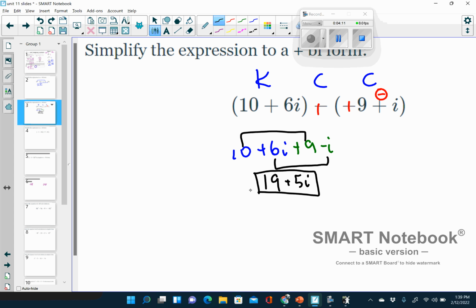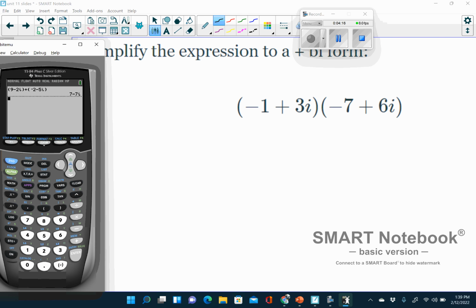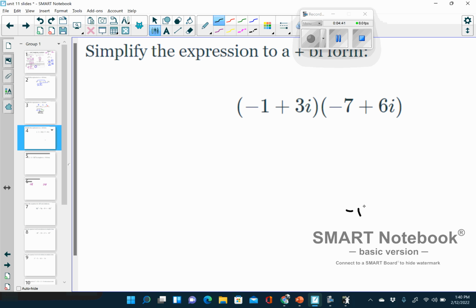And again, you could plug that into the calculator. Just want to show you this one real quick. This is parentheses, negative 1 plus 3i, second i again. Close parentheses, open parentheses again. We get negative 7 plus 6, second decimal point is how we get the i. So the final answer that we're going to get is negative 11 minus 27i.